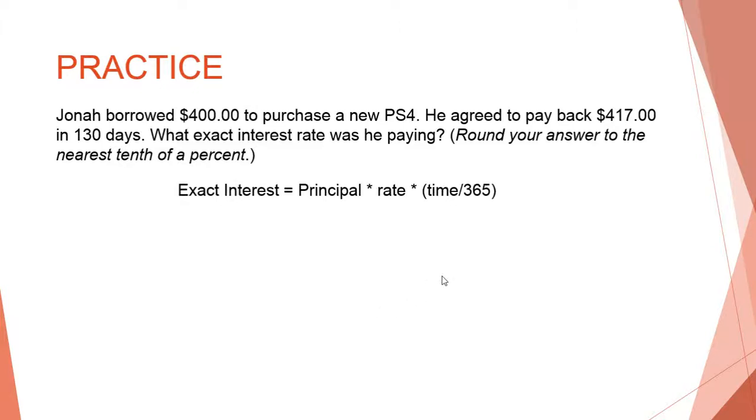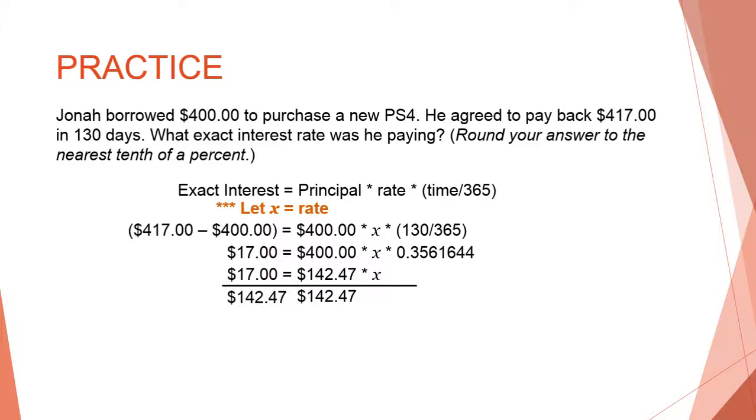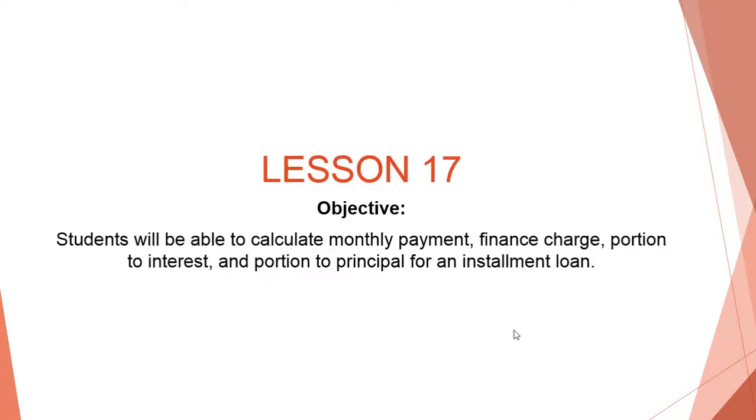Alright, again, let x equal the rate, plug in everything you know. This time the exact interest is going to be $17, because we subtract 400 from 417. Now we multiply 400 times the outcome of 130 divided by 365 and we get $142.47. Now we need to divide both sides by $142.47, giving us 0.119. Convert that to a percentage, which is 11.9%.